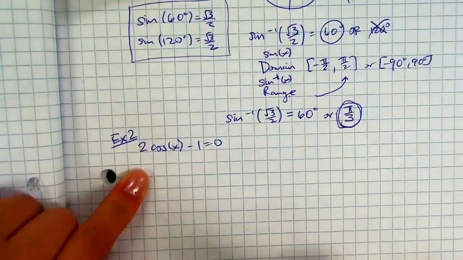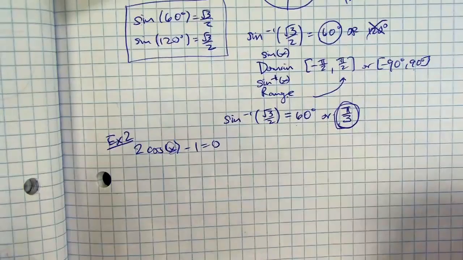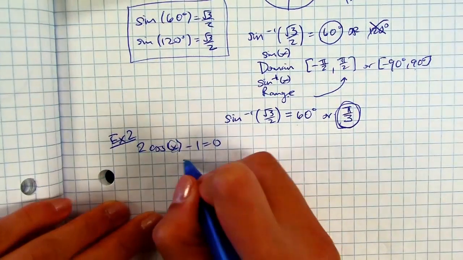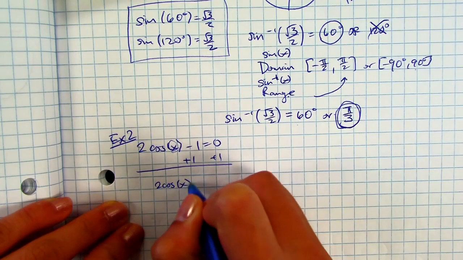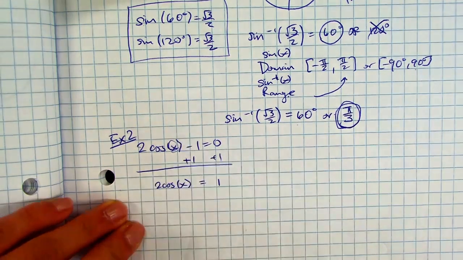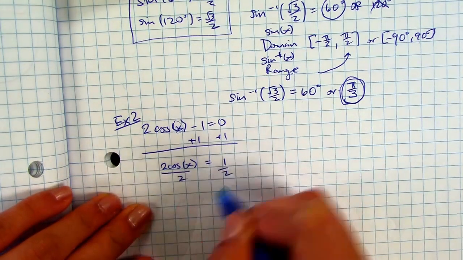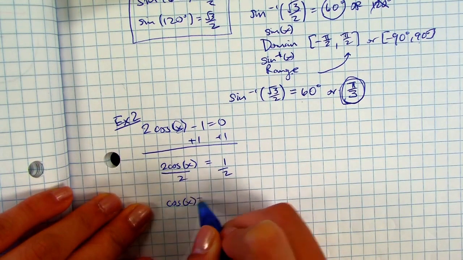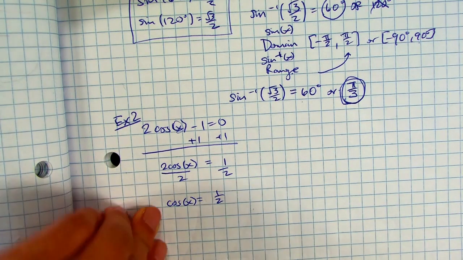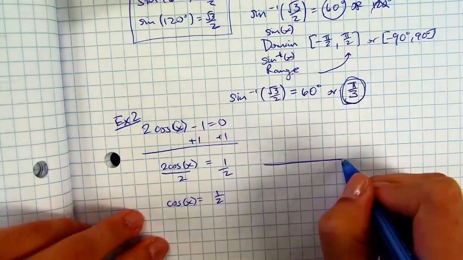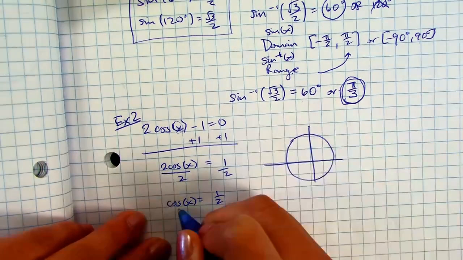So how do you solve it? Well, we're solving for x, therefore isolate your x. How do we isolate our x? I'm going to add 1 on both sides, and I get 2 cosine of x is equal to 1. Trying to isolate my cosine here, I'm going to divide both sides by 2, and I get cosine of x is equal to 1/2. Great. Now I can start checking my unit circle. Where is the cosine of an angle equal to 1/2?